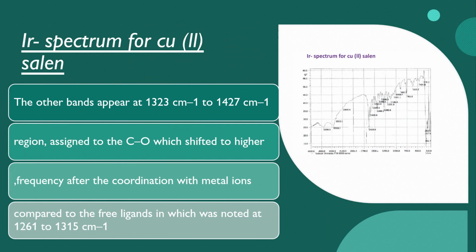And here is the IR spectrum for copper Salen. As you see, there are differences in peaks. That is due to what? That is due to the copper metal. Like what? Like the C double bond N. We find it in the ligand at 1653, but here we find it in the complex at 1597.